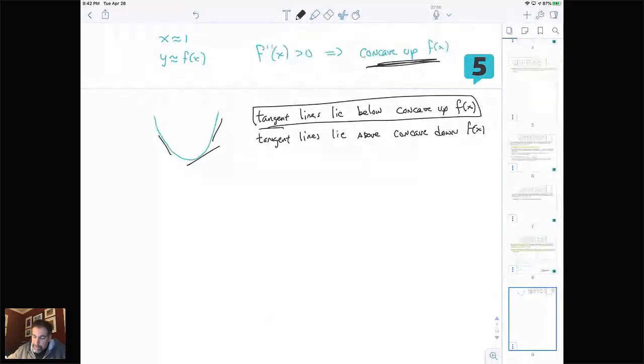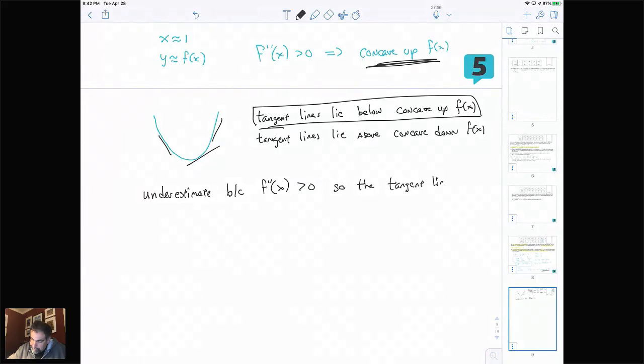So the way you would answer this question is you would write that we have an underestimate because f double prime of x is greater than 0, so the tangent line lies below f of x. If you write that, you get full credit. Okay, that's exactly what you're going to need to get this one done. So I hope that makes sense to everybody.